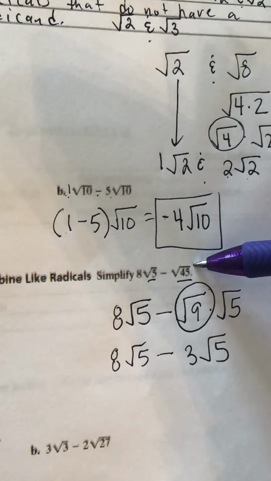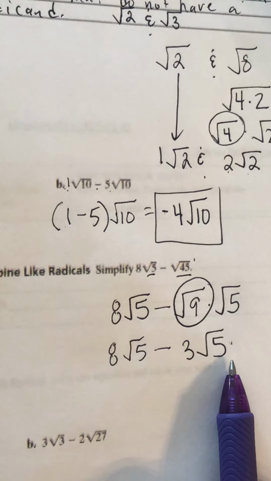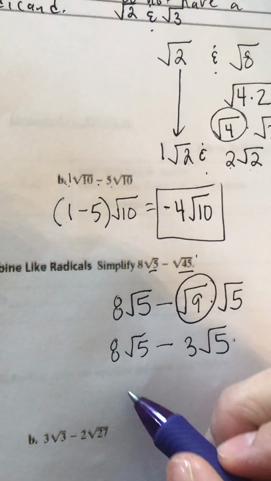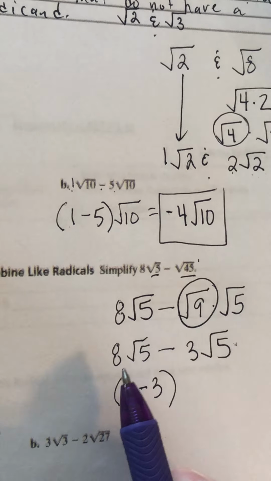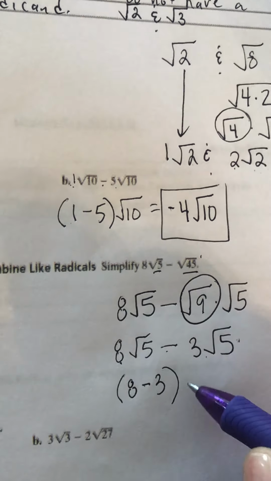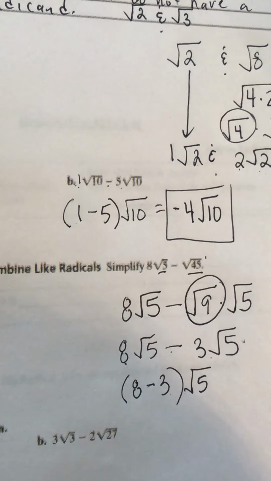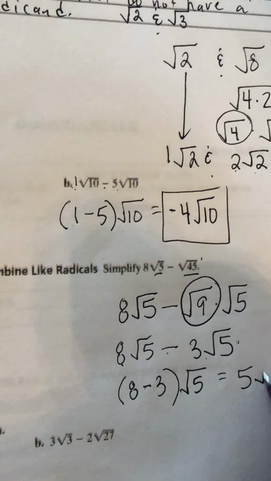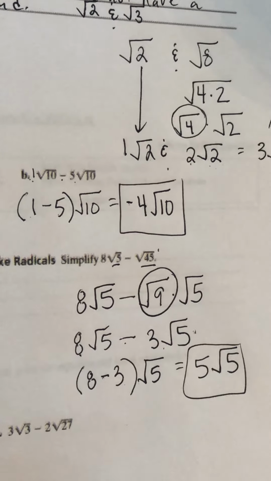So now with this second term in its simplest radical form, I do have a common radicand, therefore I can go ahead now and subtract. So if I do the same thing I did above and put the coefficients in parentheses, I'm doing 8 minus a 3. That is how many square roots of 5 I'm going to end up with, and 8 minus 3 is 5, so I end up with 5 square roots of 5. That would be my final answer.